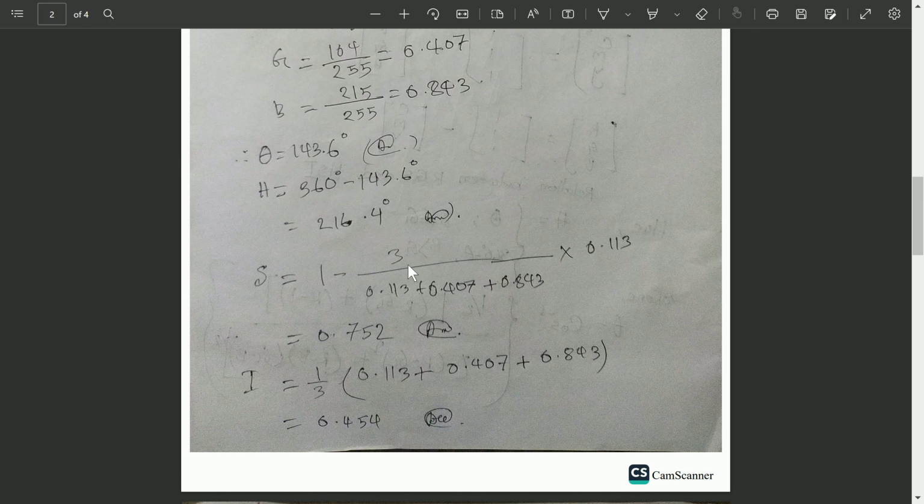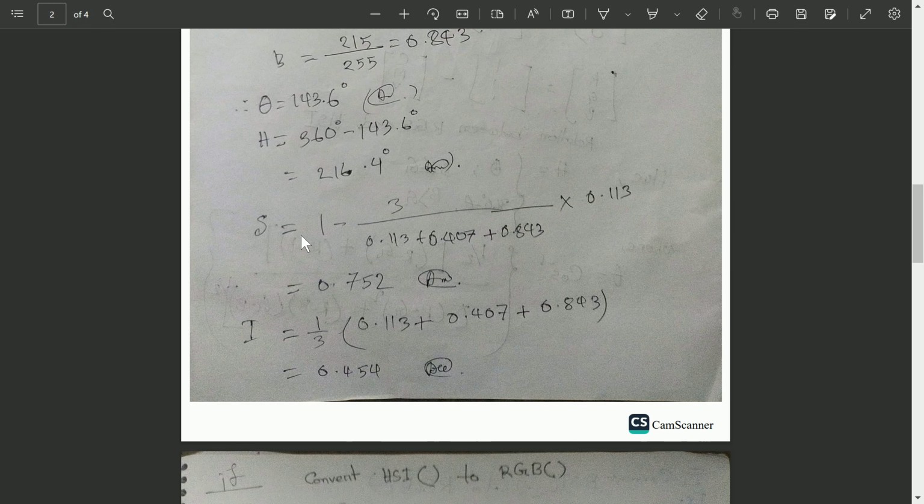And similarly for finding the saturation, S is equal to 1 minus 3 divided by (R plus G plus B) into the minimum of RGB.